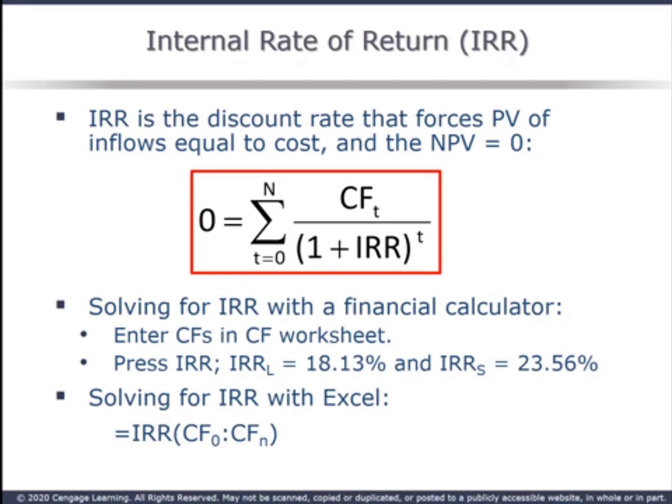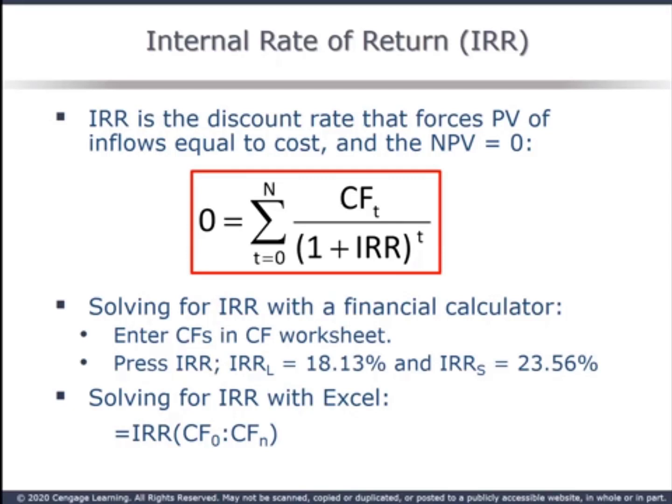Closely related to NPV is the internal rate of return, or IRR. IRR is the discount rate that makes NPV equal to 0. While it's possible to solve for IRR manually, it is iterative, meaning you try values till you hit the answer. There's no closed-form solution. Much easier to use your financial calculator or Excel.